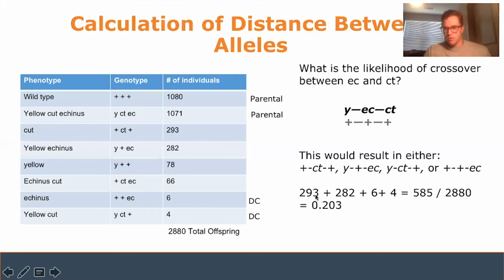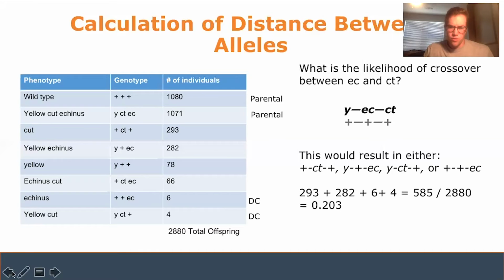So these are the four possibilities that could happen if crossover were to happen between EC and CT. It's going to be 293 plus 282 plus 6 plus 4 equals 585. Divide that by the total number of offspring, and that gives you 0.203. So there's basically a 20% chance that crossover happens between EC and CT.